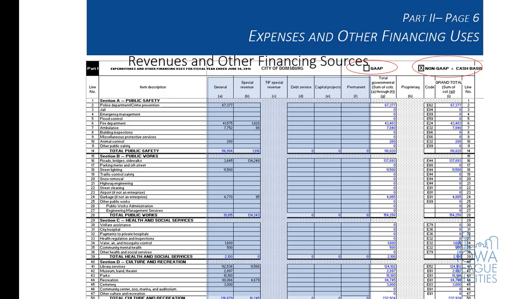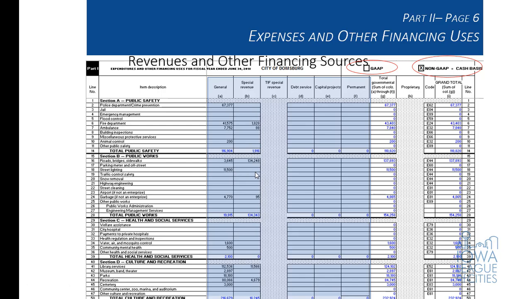The same is true for your public works. Your public works, of course, are probably going to have some expenditures in your special revenue because that is where you should be accounting for your road use tax. This is the expenditure side. So in this situation, we're doing some roads, bridges, or sidewalks. If you have any street lighting that you charge to the road use tax, then it would be going on line 18 and so on and so forth all the way down.